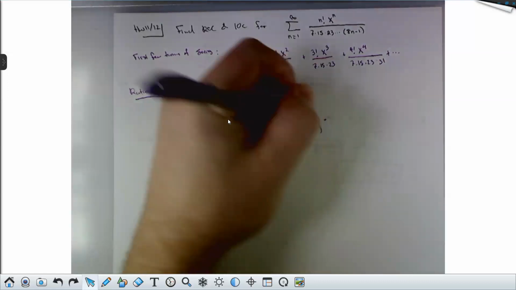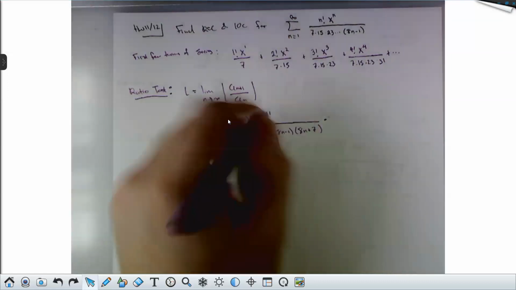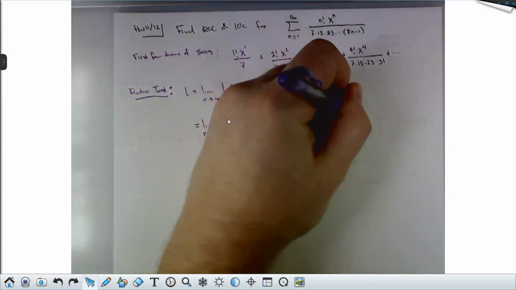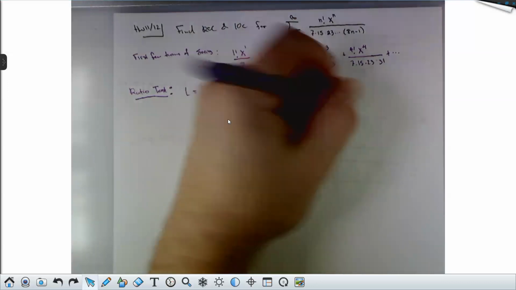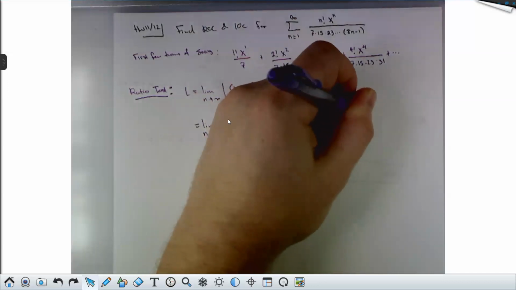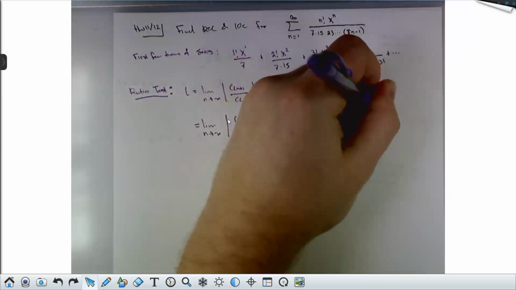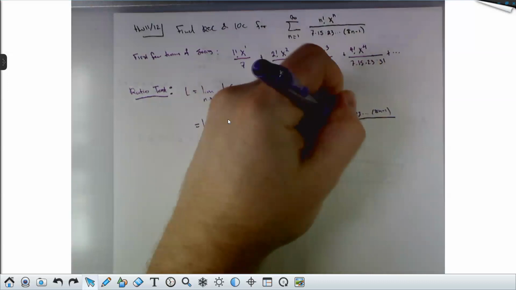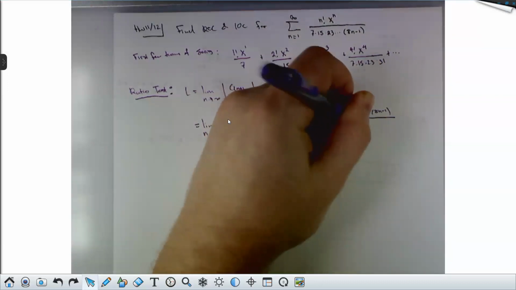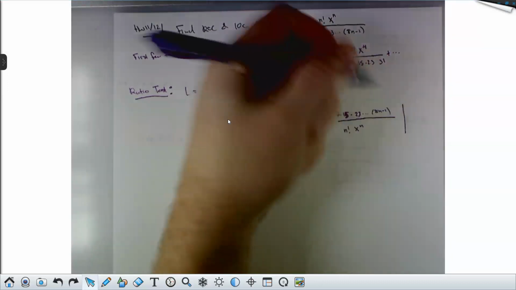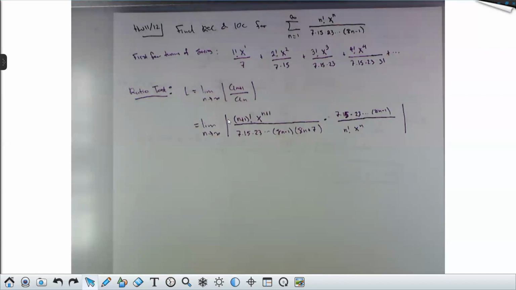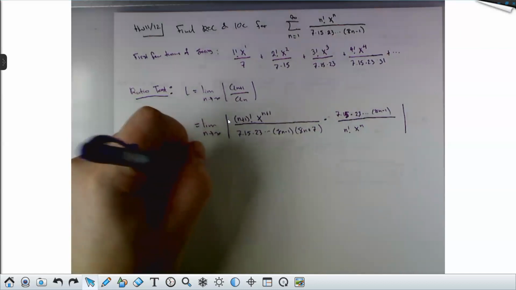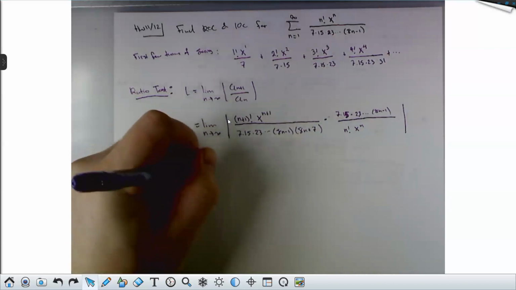All right, so that is a sub n plus 1. Now I'm going to multiply by the reciprocal of a sub n, which is 7 times 15 times 23 up to 8n minus 1 divided by n factorial x to the n. And that is my ratio test limit. I'll group the similar looking terms together.